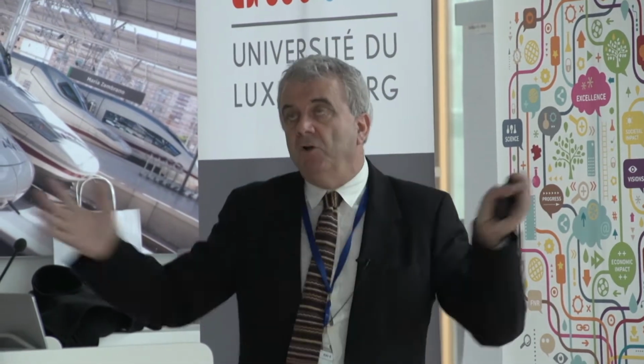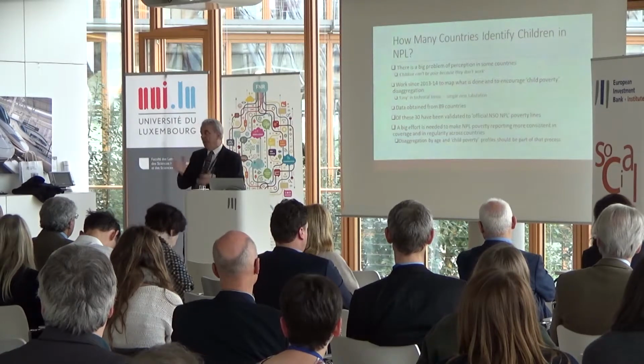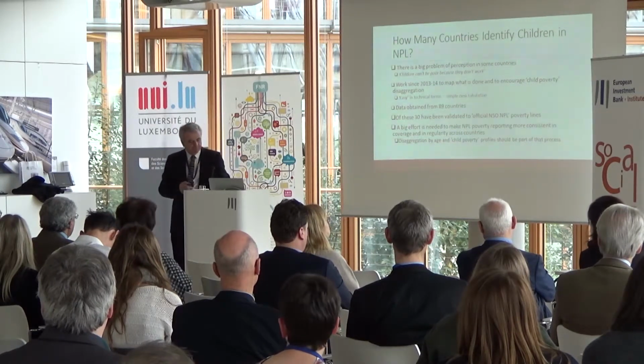So, but what that means is we need a twofold thing with the Sustainable Development Goals. We need a big effort to make sure that countries regularly commit to measure and to report poverty, and to do so more regularly. You know, we need more countries to do it, and we need the countries that do it to do it more regularly. Within that, we need to ensure that there's disaggregation by age, and child poverty should be part of that process.